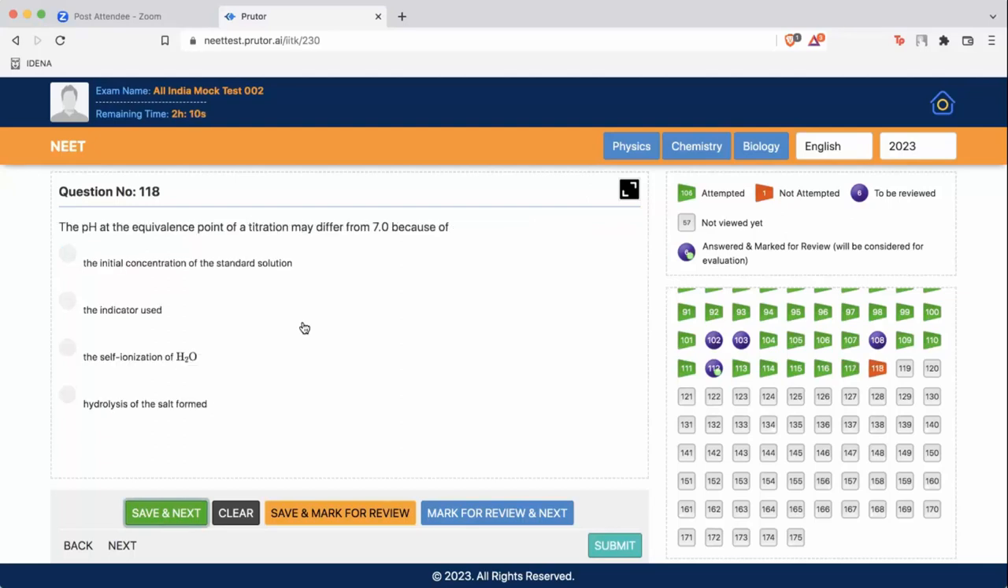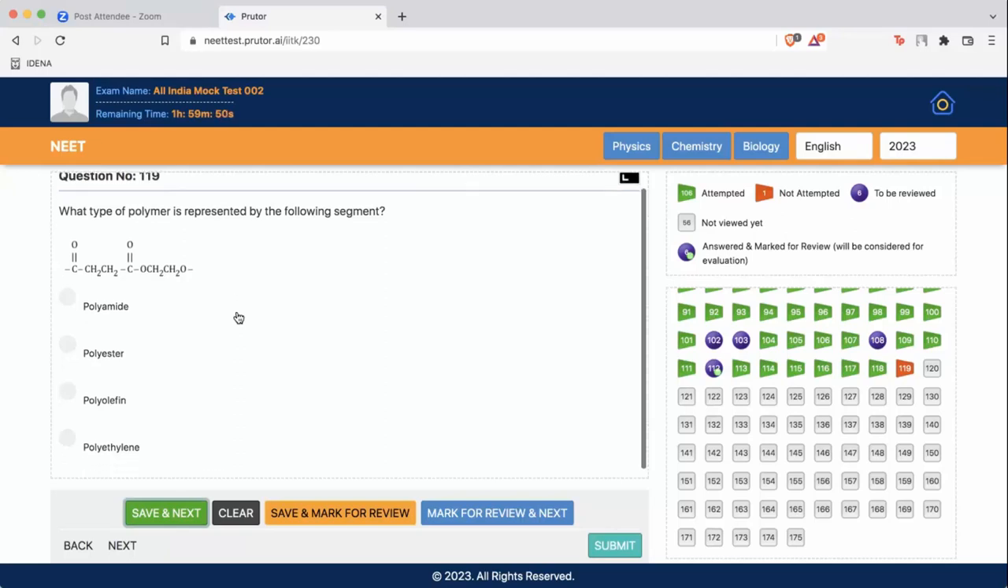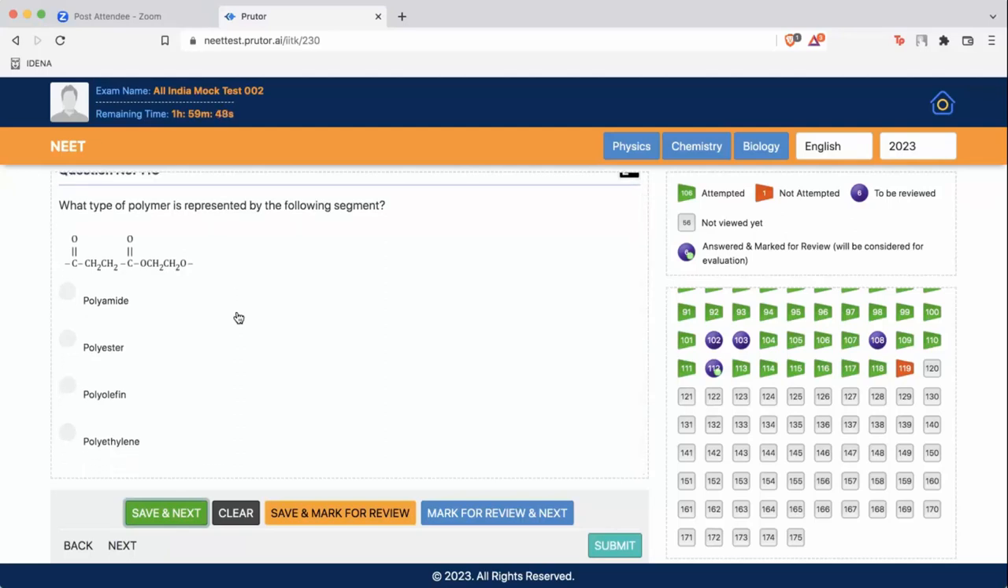The pH at the equivalence point of a titration may differ from 7 because of self-ionization of H2O. What type of ester is this? What type of polymer is this? Polyamide it isn't, polyester it is.